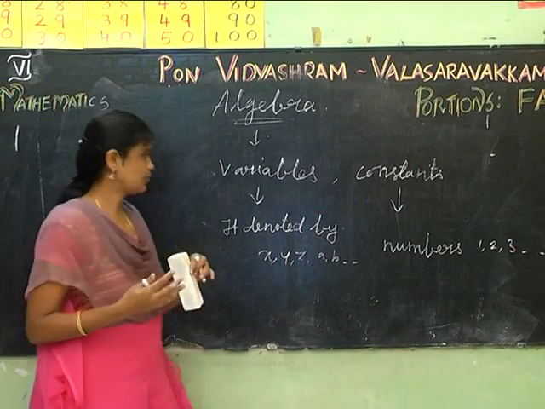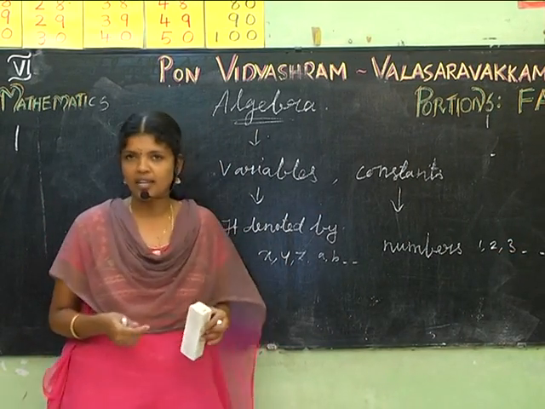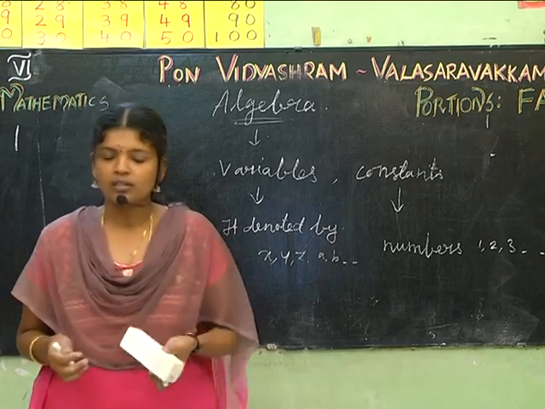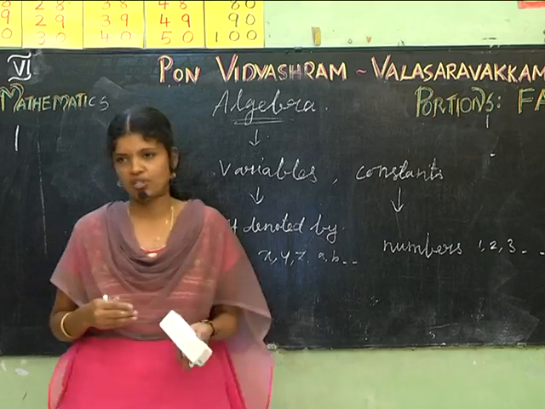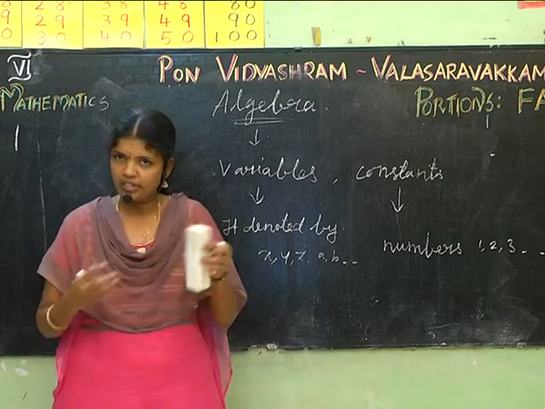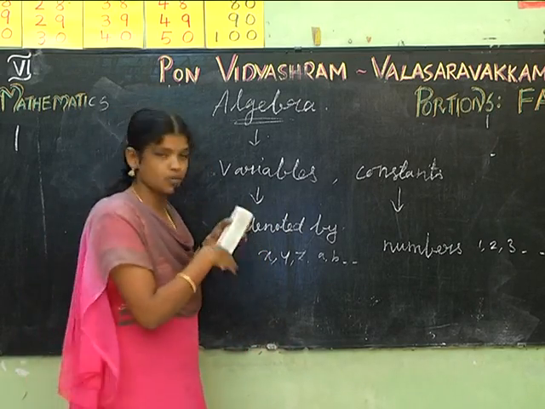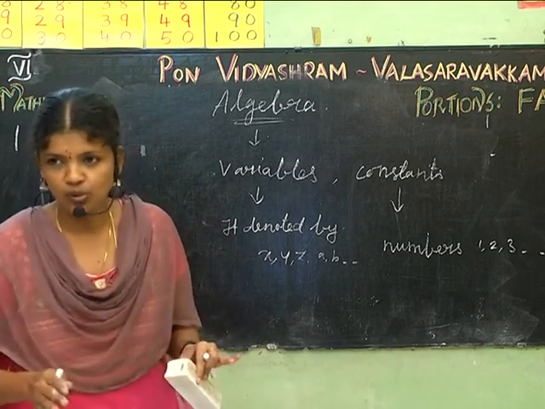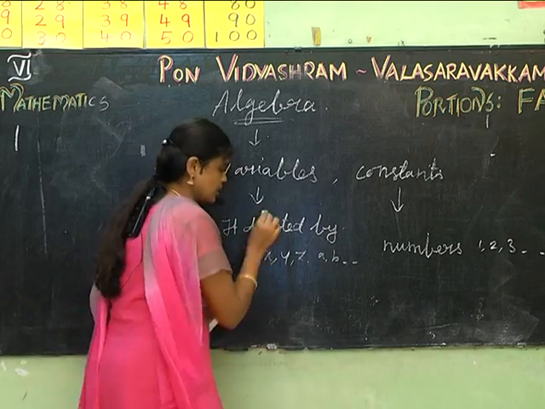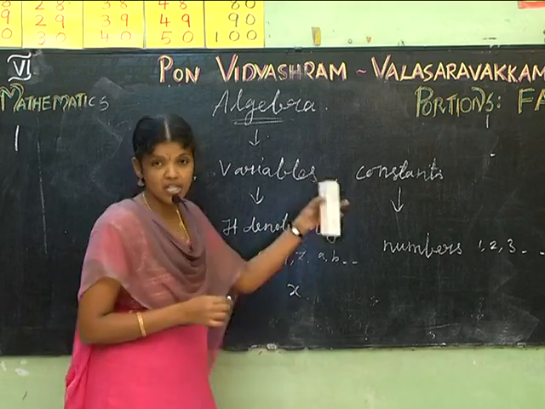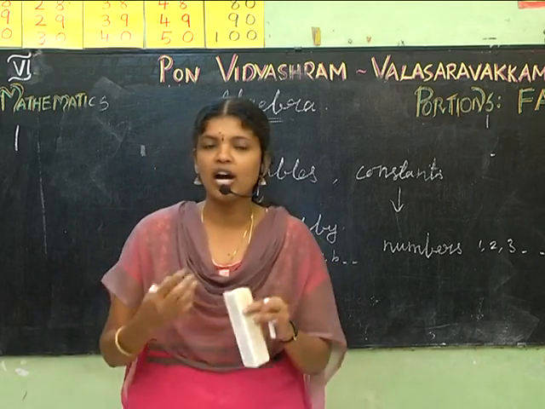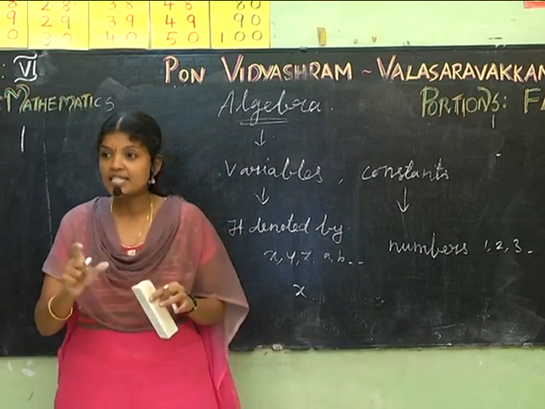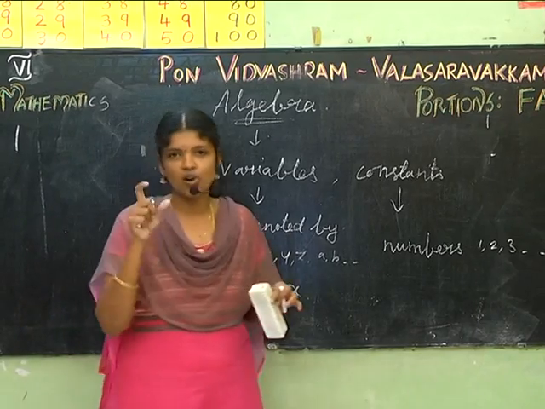I will give one example for this. Practically, we are going to a birthday function. A number of people will come there, so it is a variable. The number of people is not a fixed value, so it is called a variable. We can take it as x. For each person we give only one piece of cake. It is a constant. So cake is a constant.